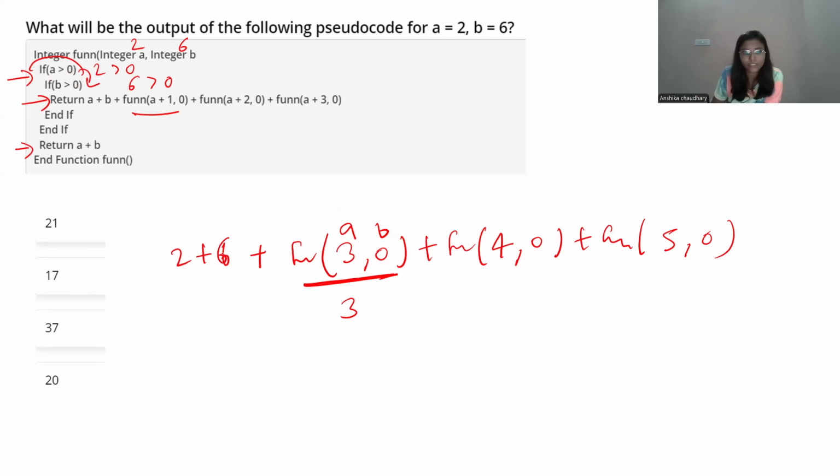3 will be returned from this function. Now we will call this function. It will check if A is greater than 0. That means 4 is greater than 0. Yes, this condition is true. But the next condition, 0 is greater than 0, will be false.